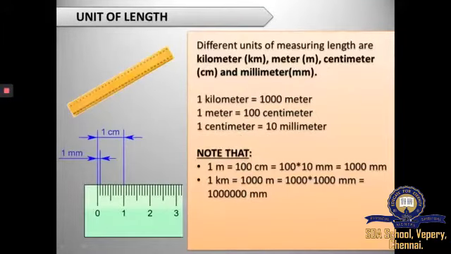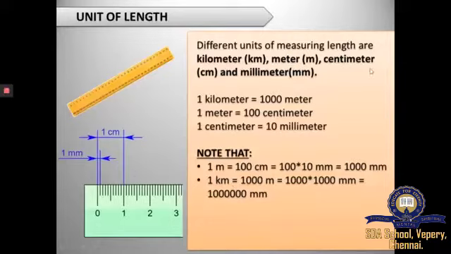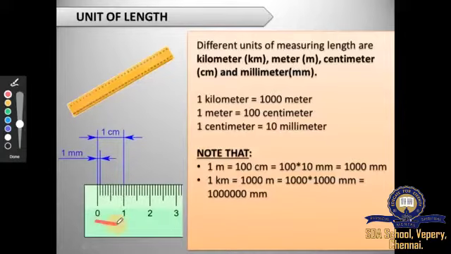Unit of length. Different units of measuring length are kilometer, meter, centimeter, and millimeter. So we use kilometer to measure long distances such as distance between two places, and we can use meter to measure a piece of cloth or the length of a classroom or a building or a land. Centimeter. In the scale, the readings will be given in the centimeter. So 0 to 1 is 1 centimeter and 0 to 2 is 2 centimeter, like that.